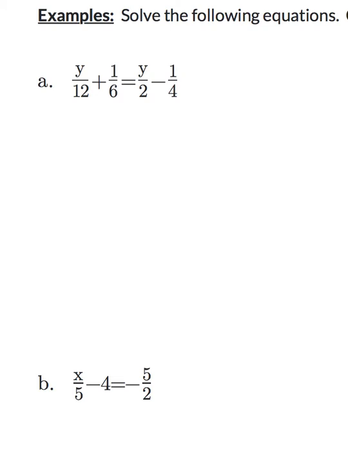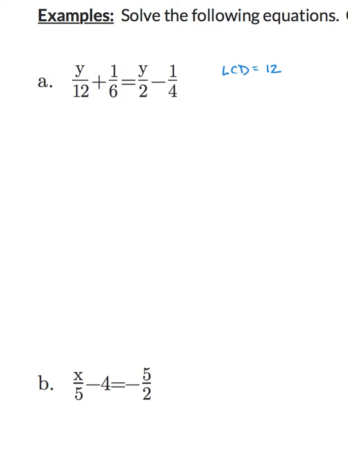So my first step on this is I want to find the LCD for all of the fractions in the problem. So remember that the LCD is a number that is divisible by all of these numbers in the denominator. So I want a number that is divisible by 12, 6, 2, and 4. Well, for this problem, my LCD is going to be 12. 12 is divisible by 12. 12 is divisible by 6. It's divisible by 2. And it is divisible by 4.